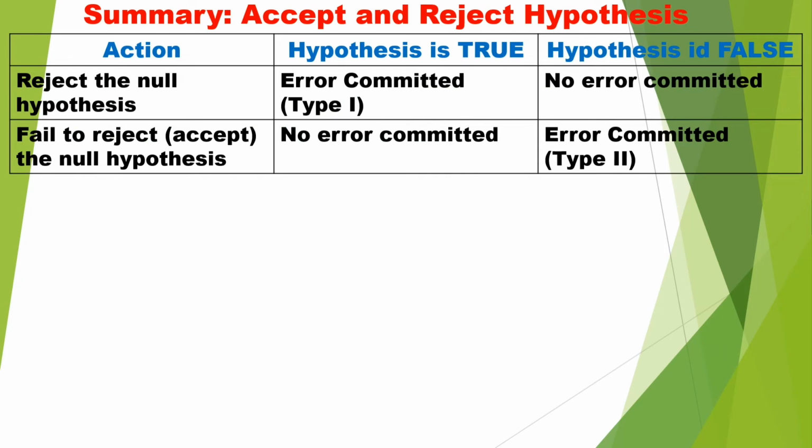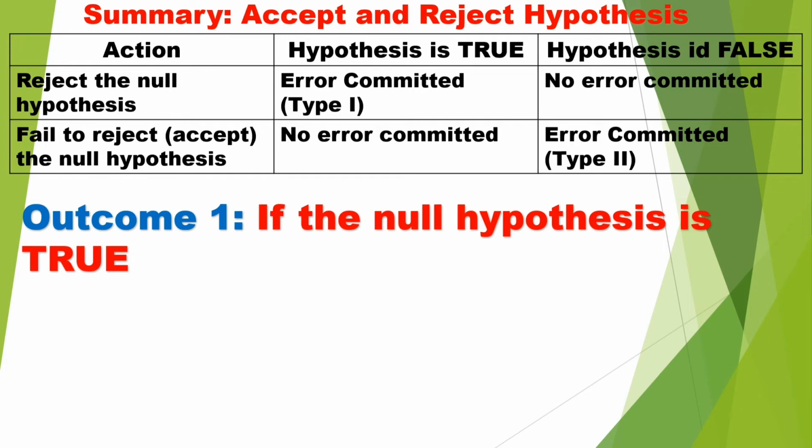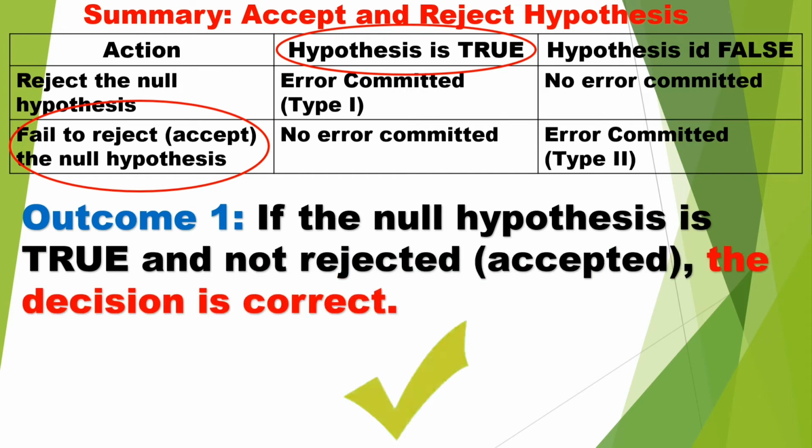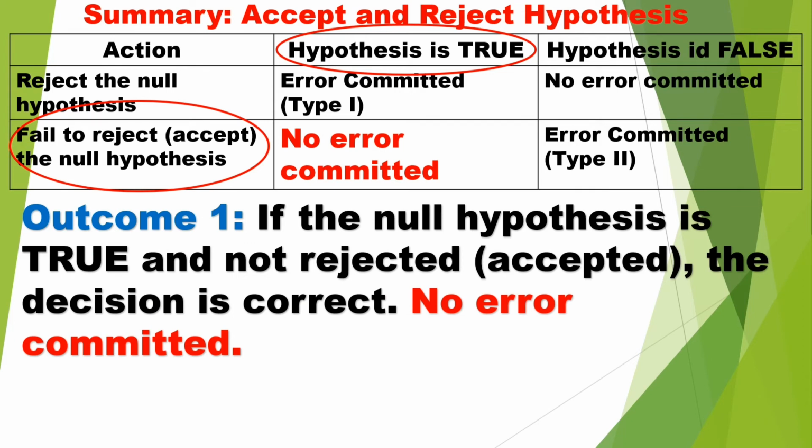And this is the summary in tabulated form on accepting and rejecting the hypothesis. The first column has the possible actions on the hypothesis. The second column has the possible consequences if the hypothesis is true, and the third column has the two possible actions or consequences when the hypothesis is false. Outcome number 1. If the null hypothesis is true and not rejected, meaning accepted, the decision is correct, meaning no error is committed.